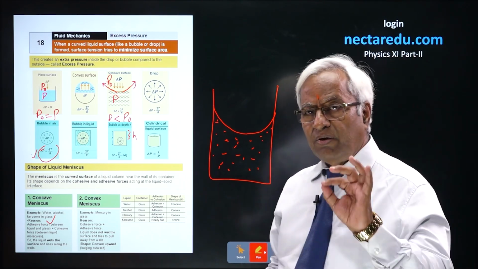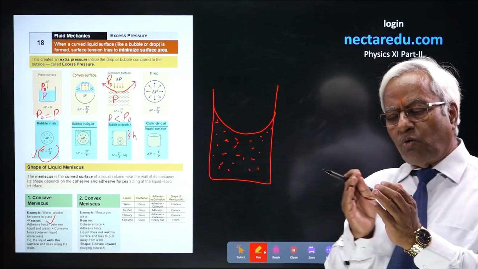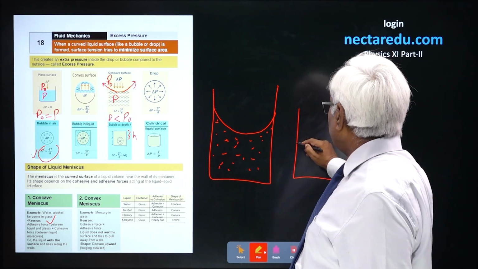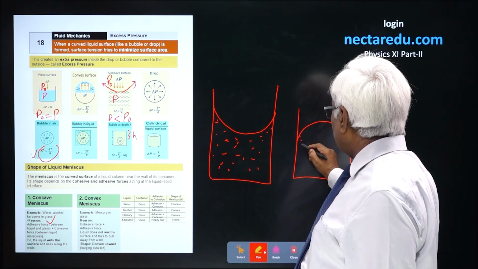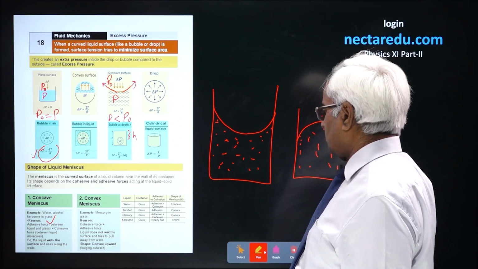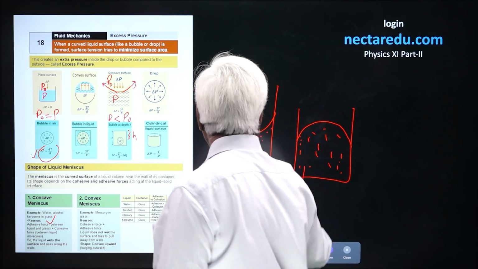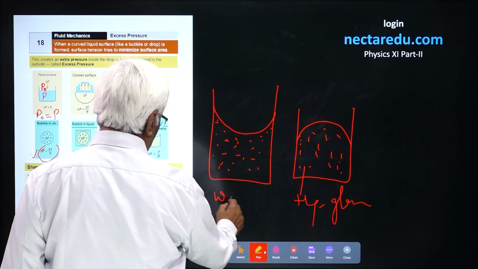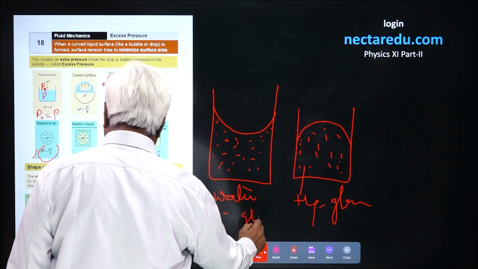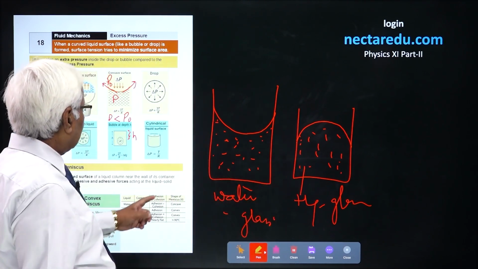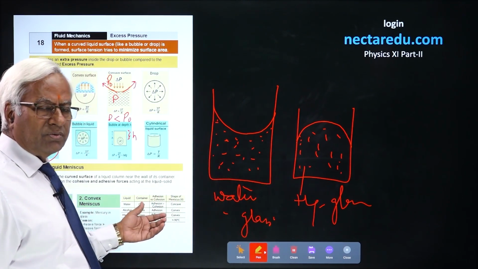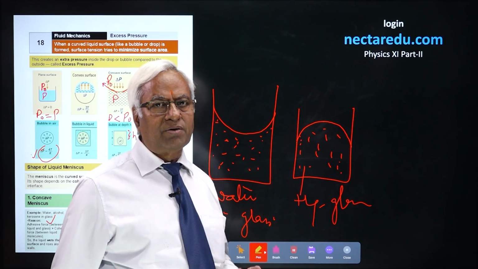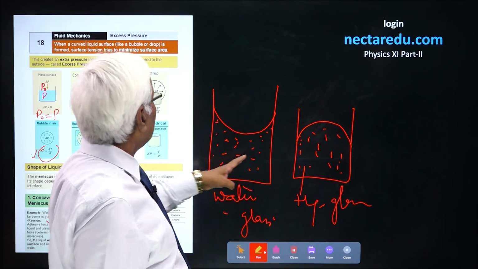Similarly, if the surface is convex, it means the cohesive forces are dominating and this liquid goes down, this becomes convex. You see, the example is mercury and glass, and here you get the example water and glass. Here I have shown in which case which force is going to dominate. Remember, when concave, adhesive forces dominate. When convex, always cohesive forces will dominate.